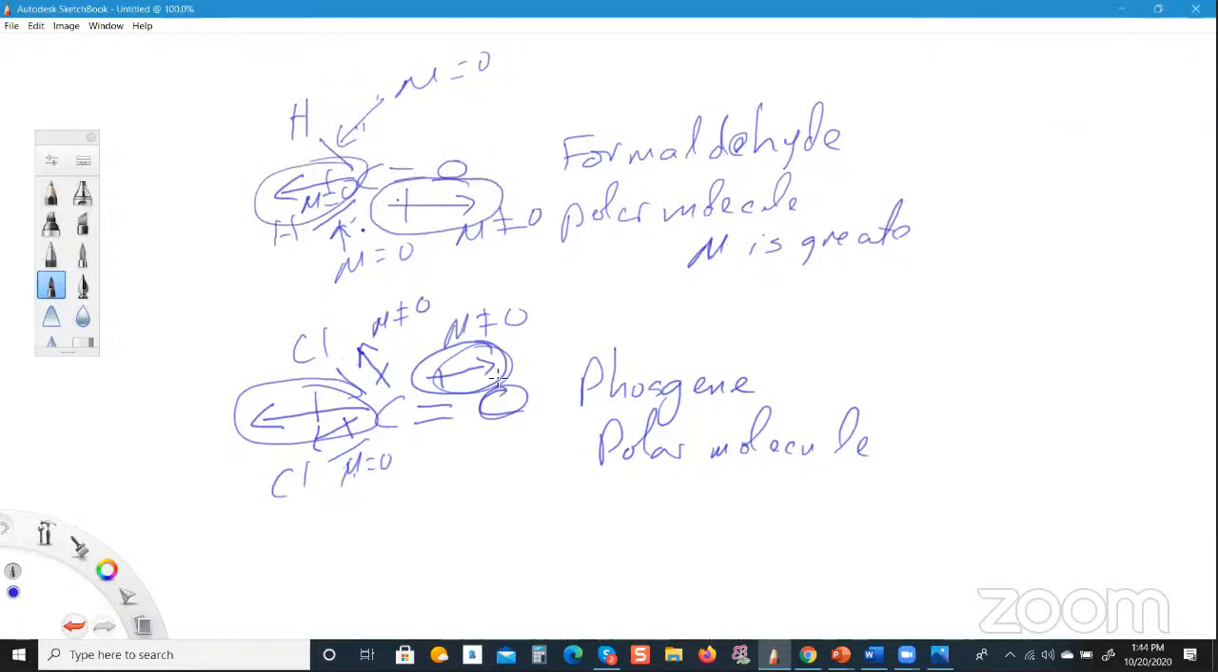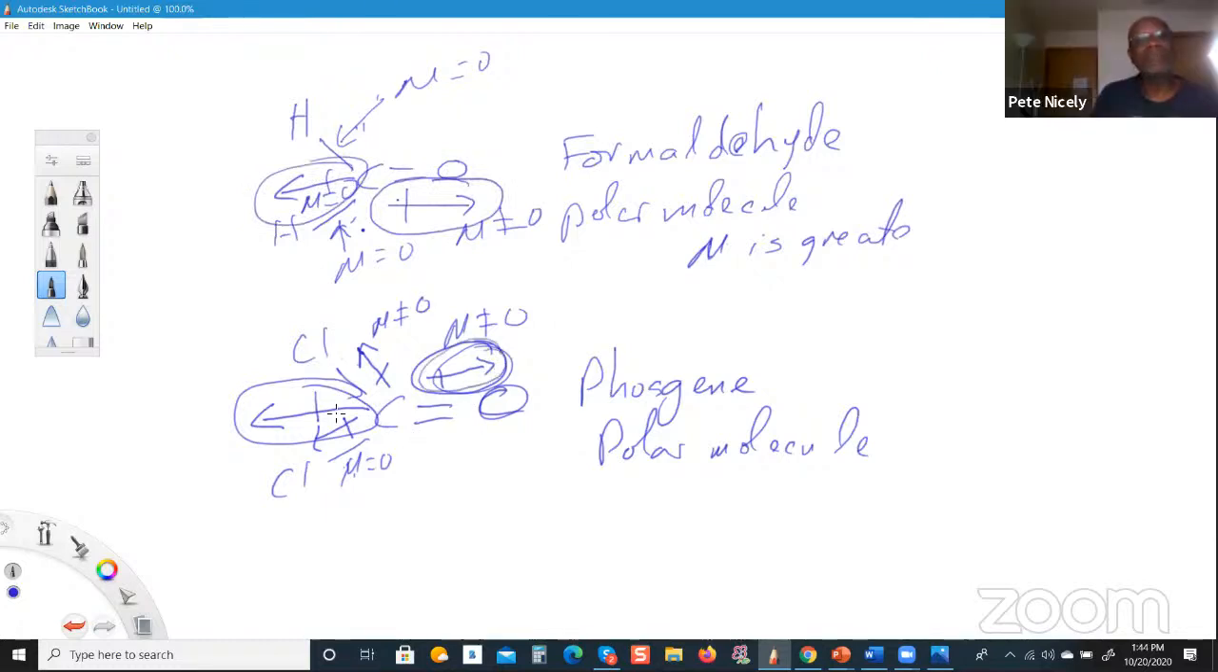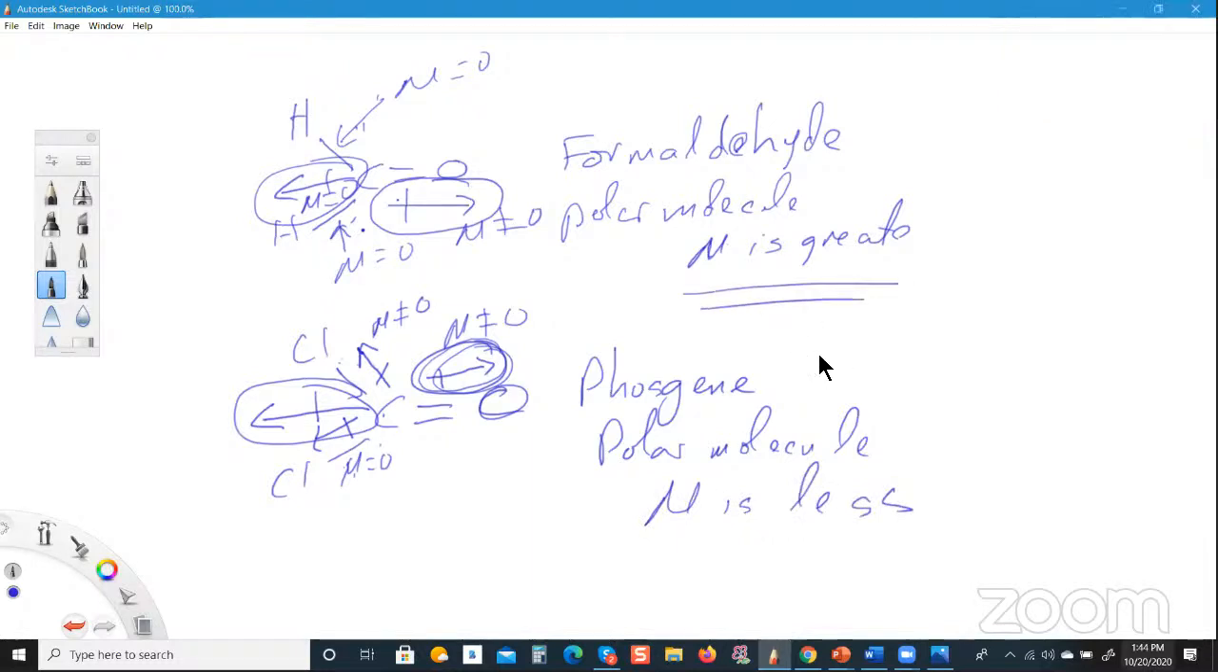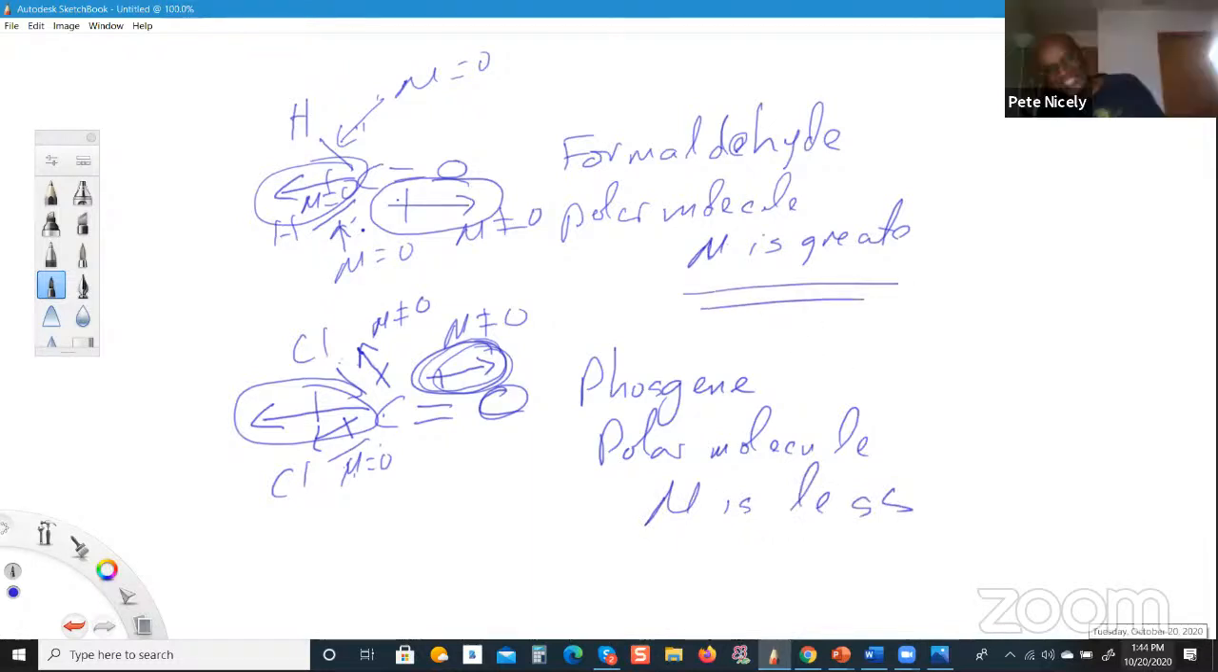In this case here, this dipole moment will be canceled out to some extent by the dipole moments arising from the carbon to chlorine bonds. So therefore, the net value for this is less compared to, oh, you want to see what I'm saying? Compare them. Okay. Exactly. You have to look at the overall effect of adding up the individual bonds.